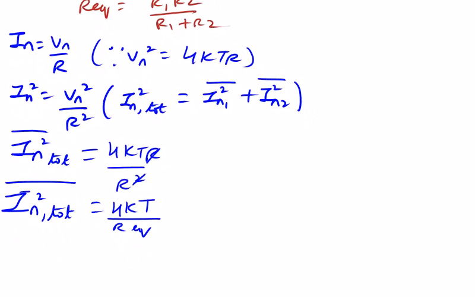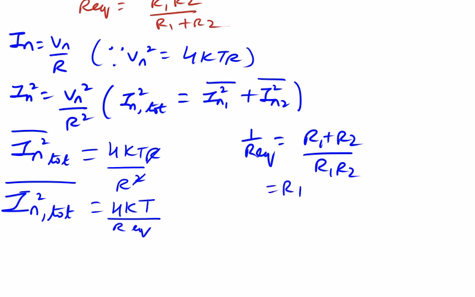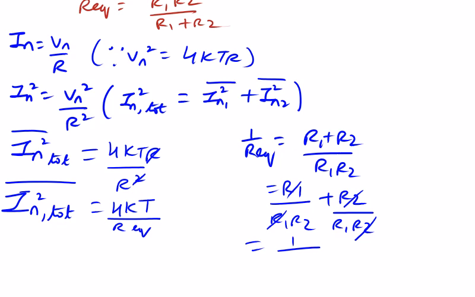Now, 1 over R equivalent is equal to R1 plus R2 divided by R1 R2. So it is R1 divided by R1 R2 plus R2 divided by R1 R2. Here R2 and R2 cancel, R1 and R1 cancel. So we get 1 over R2 plus 1 over R1.